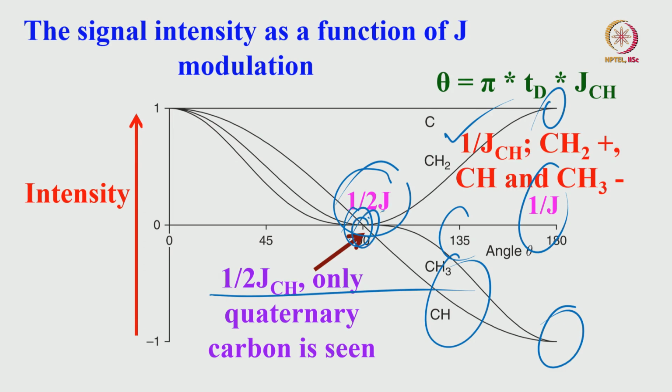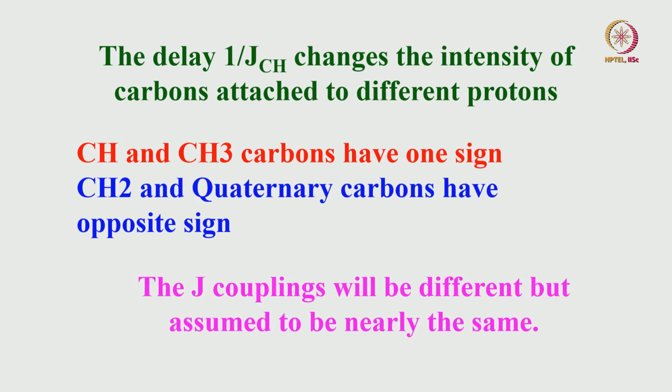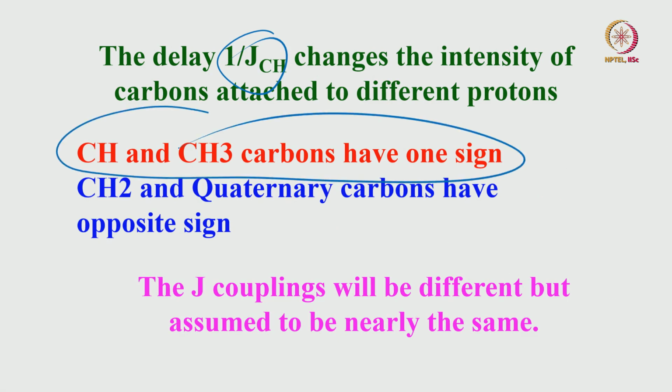An important thing to remember: quaternary carbon is unaffected. As a consequence, at 1 over 2J, quaternary is always positive. That is always seen. Only the other 3 carbons are 0. So the delay, 1 over delay, which depends upon 1 over JCH, makes CH and CH3 carbons have one particular sign, and CH2 and quaternary carbons the opposite sign.